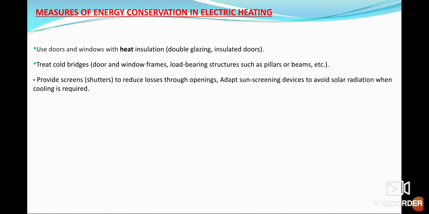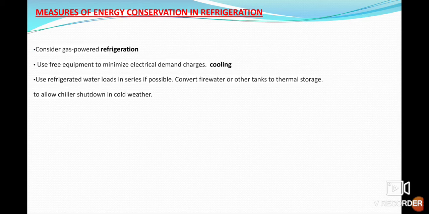Next is measures of energy conservation in electric heating. We can use doors and windows with heat insulation, that is double glazing and insulated doors. Treat cold bridges, that is door and window frames, and load bearing structures such as pillars or beams, and provide screens, that is shutters, to reduce losses through openings. Adapt sunscreen devices to avoid solar radiation when cooling is required.